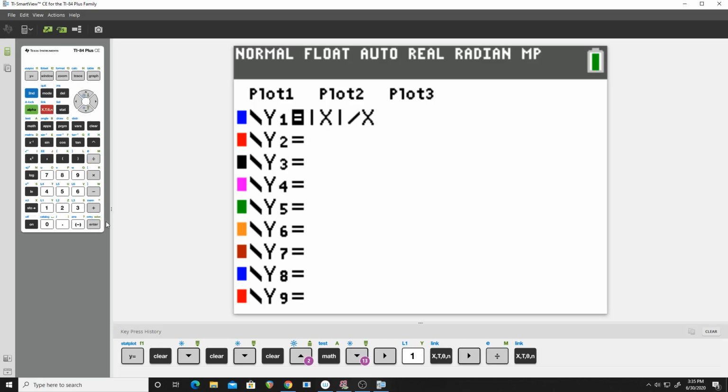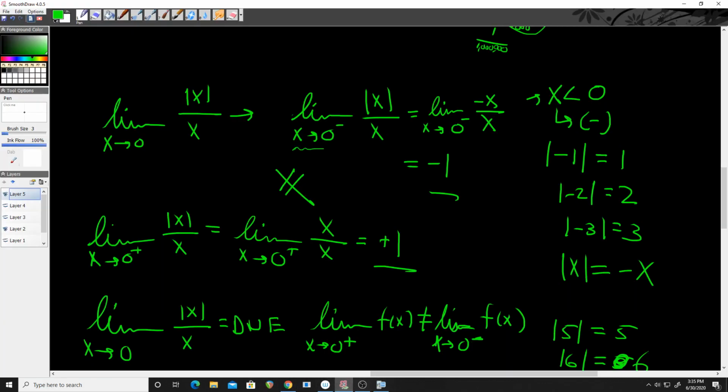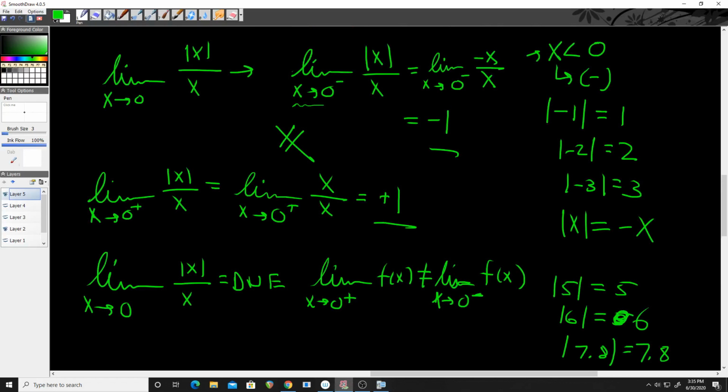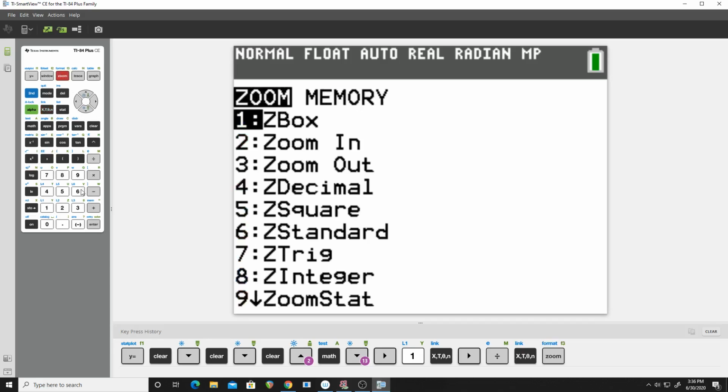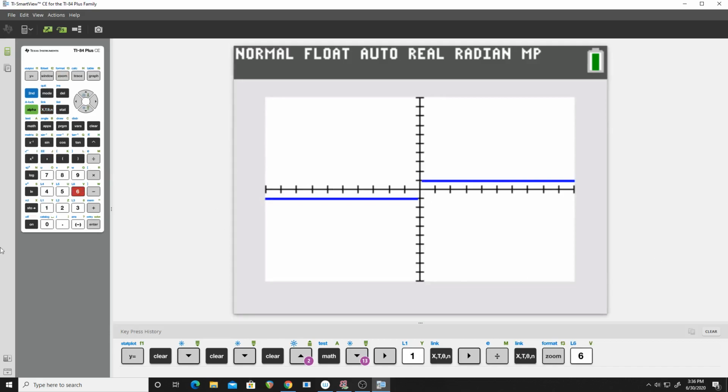We're basically checking to see if our results are correct. So left-hand limit, we should get negative 1. Right-hand limit, we should get positive 1 as we approach 0. So let's see if that actually happens. Let's do a zoom 6 first. Oh, there we go. Look at that. Wow. Right?